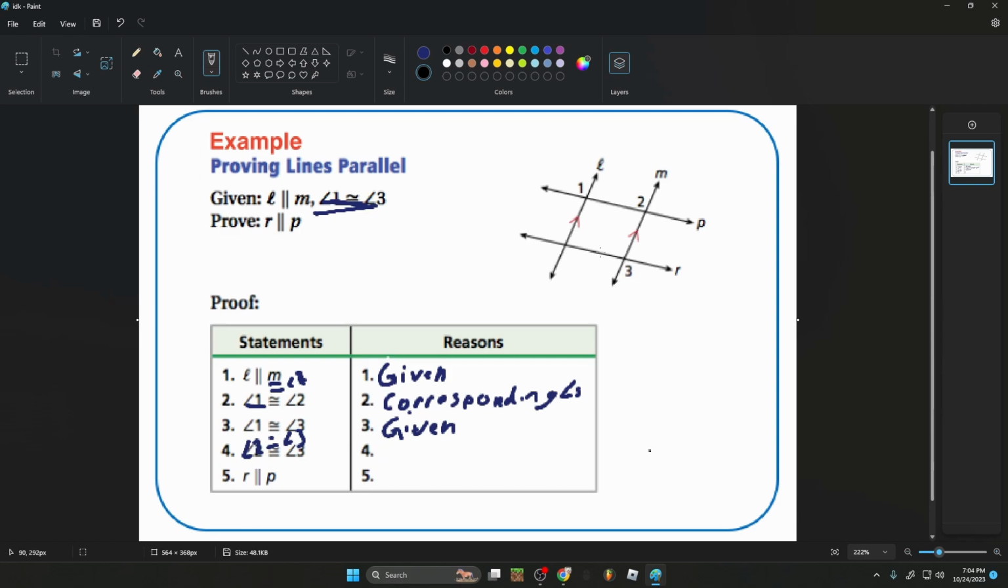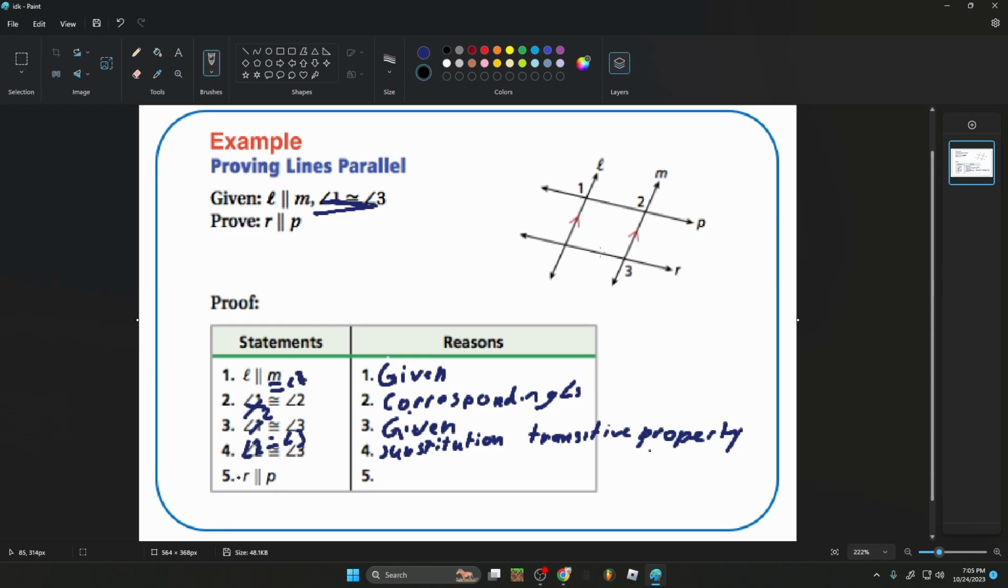Substitution. Because if 1 is equal to 2 and 1 is equal to 3, then 2 is equal to 3. So that's substitution. You could also do transitive property. Either or, but I like to use substitution. Keeps it nice and simple.